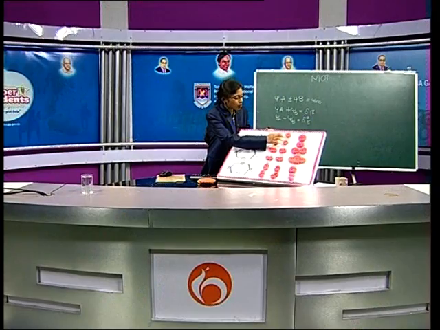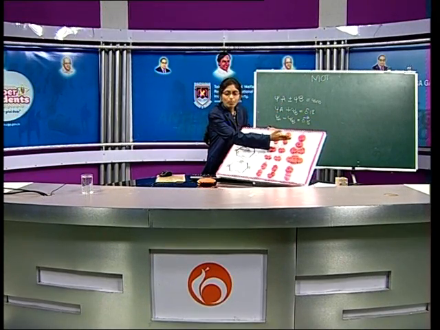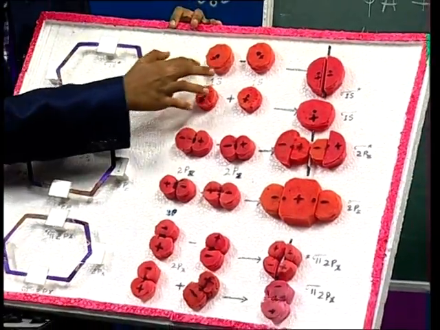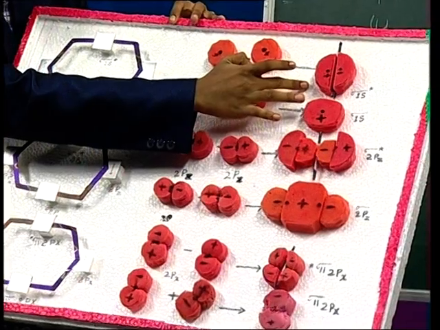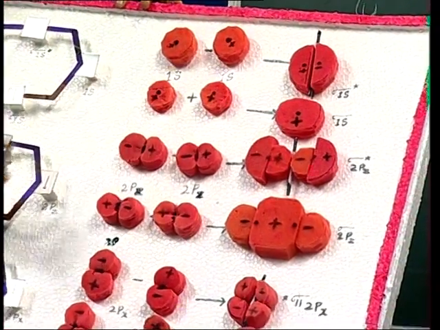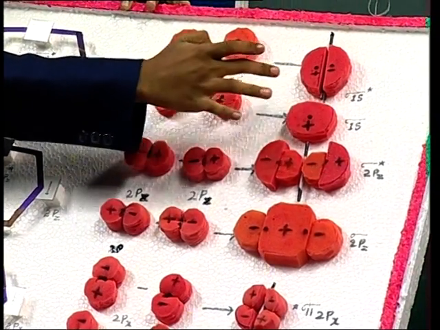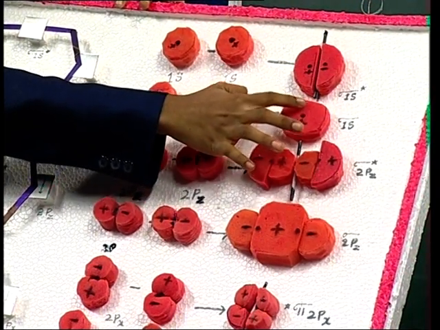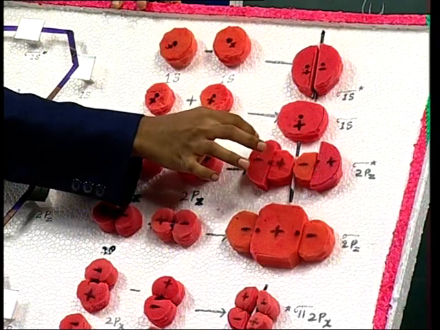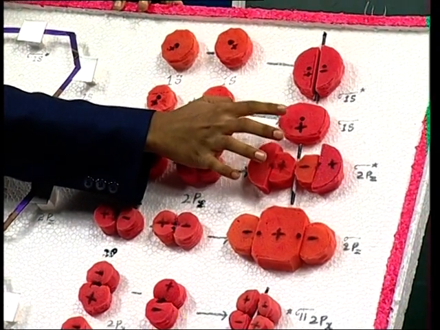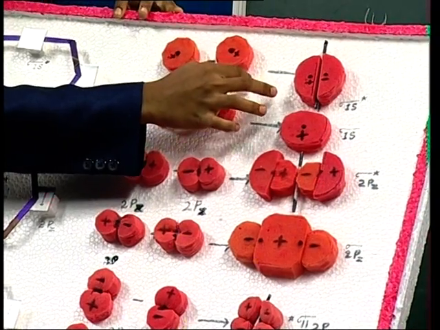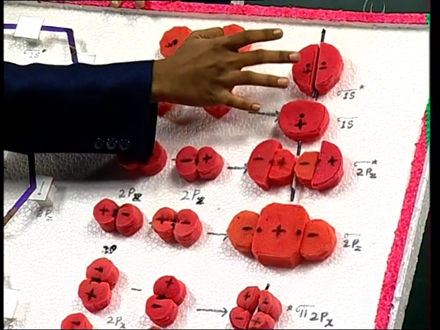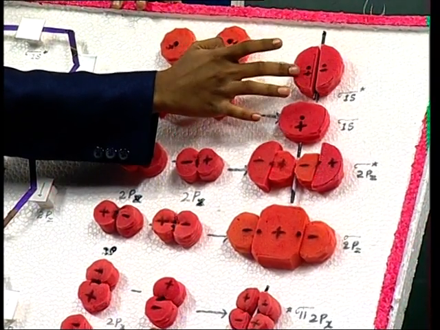Here two 1s orbitals are combining and result in sigma bond formation. These are of two types, sigma anti-bonding molecular orbital and sigma bonding molecular orbital. The sigma bonding molecular orbital has increased electron density between the nuclei, greater stability and lower energy, whereas the sigma anti-bonding molecular orbital has a node between the two nuclei, greater energy and lower stability.